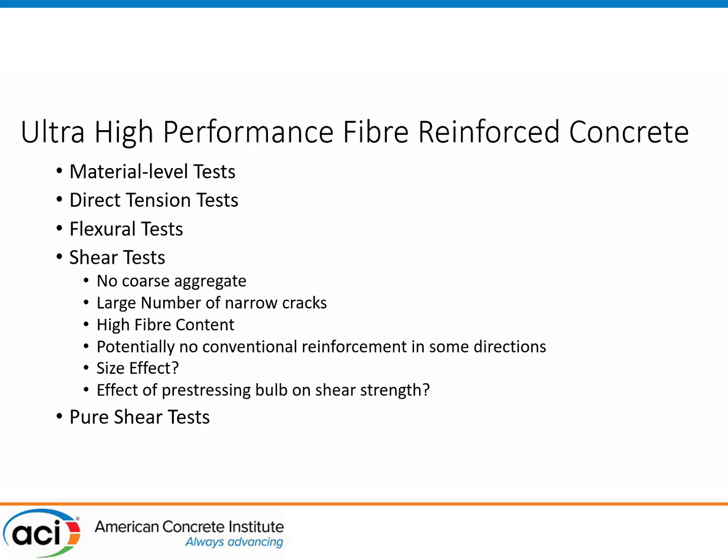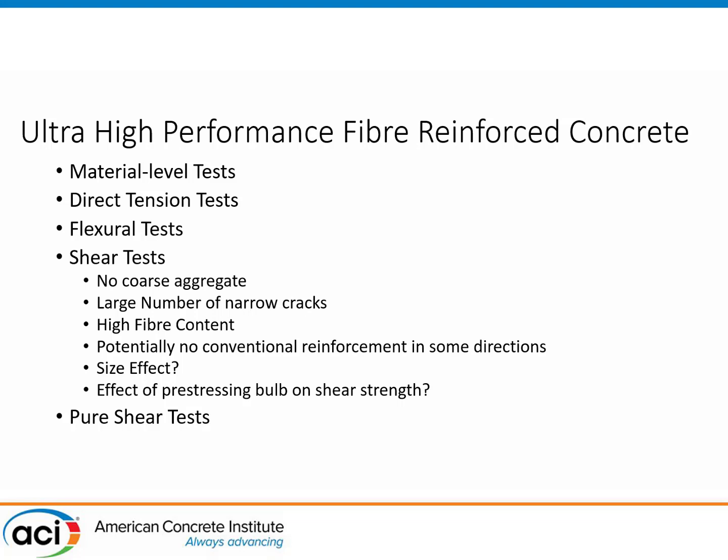Shear tests on large-scale members, answering some basic questions like the fact that there's no coarse aggregate in UHPFRC means we expect a lower shear resistance on a crack. On the other hand, we have a large number of narrow cracks, and the narrow cracks have better shear resistance than wide cracks do, so that could compensate for the first. Of course, there's fibers, which will hold the crack together as well. We potentially have no reinforcement in some directions, and that calls into question, do we have a size effect? And quite possibly we would, actually.